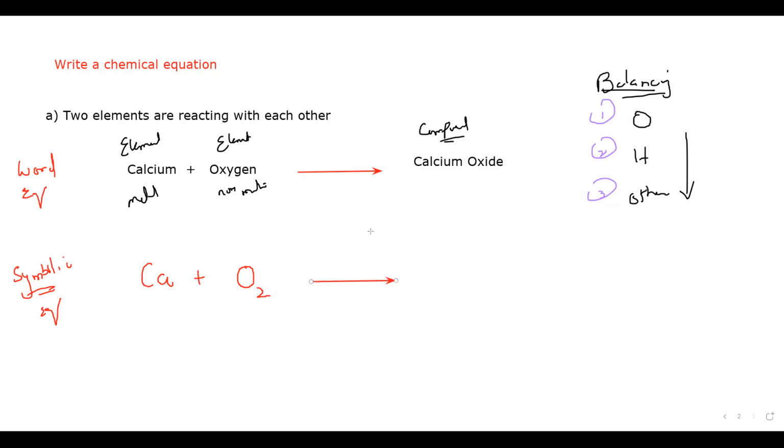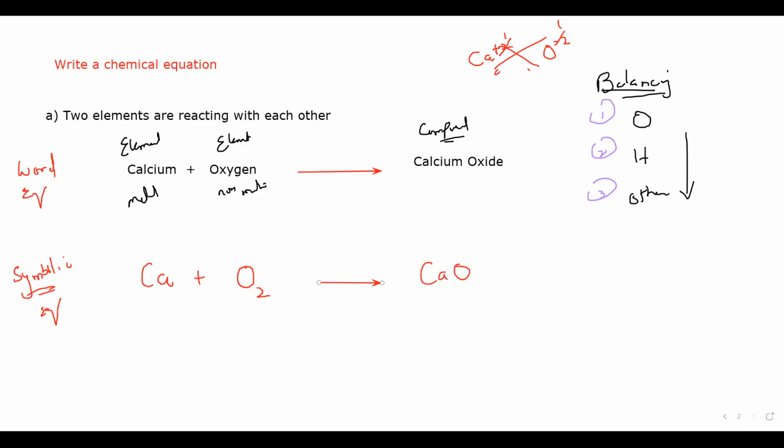How to write the formula of a compound? As we discussed earlier, calcium belongs to group 2, so it has a valency of +2. Oxygen belongs to group 6. It has a valency of -2. So when we simplify the valency and cross multiply, the formula of calcium oxide will be CaO. So this is the formula of calcium oxide, CaO. First we completed the equation, then we have to balance the equation.